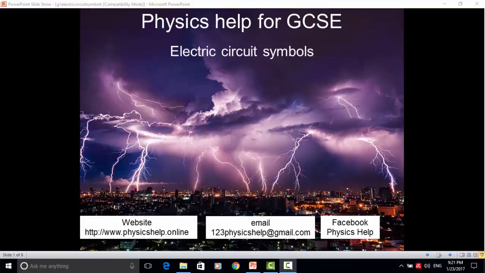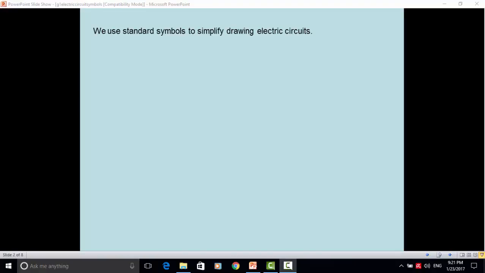Electric circuit symbols. We use standard symbols to simplify drawing electric circuits. You're expected to know the following symbols.